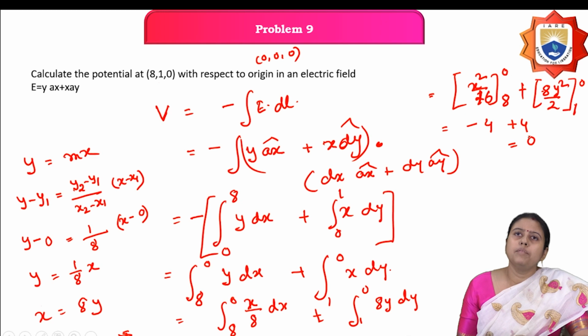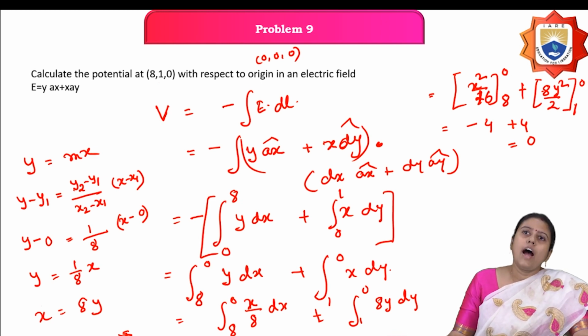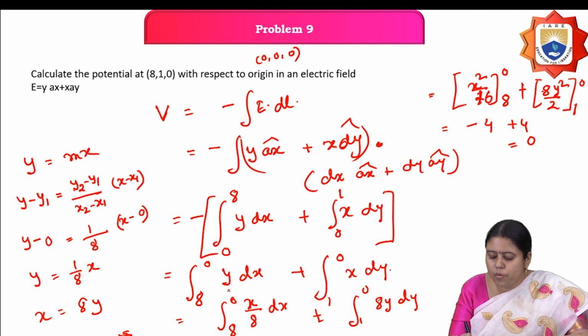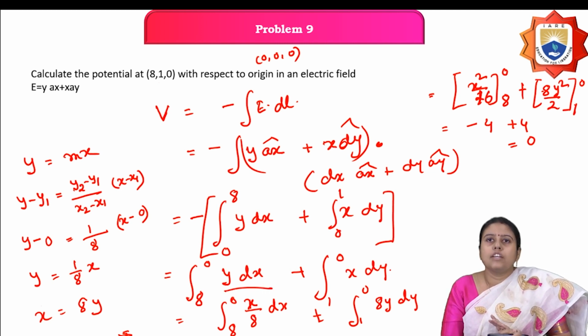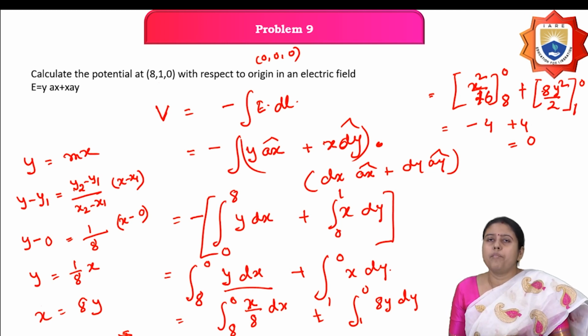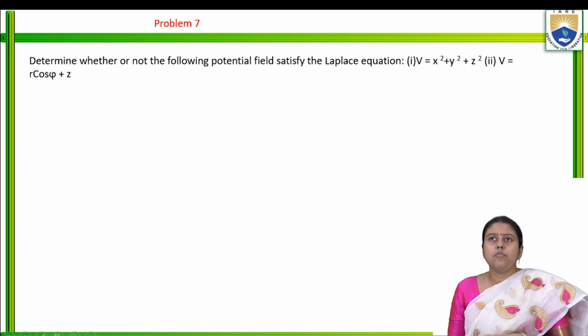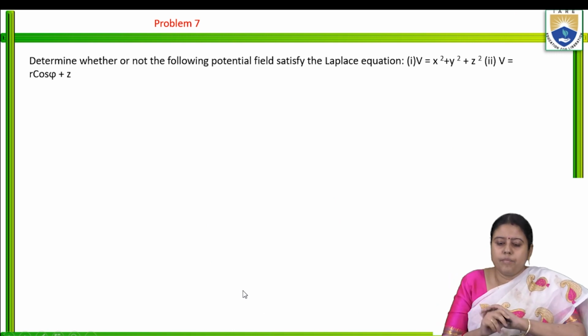So we can solve this in different ways, but we have to understand the main problem, y dx. We cannot take y common because y is not a constant. So this is one important problem, problem 9. Now we are moving to problem 10.